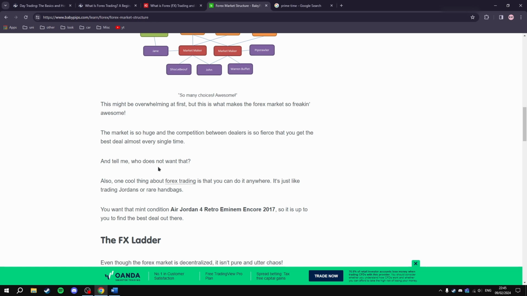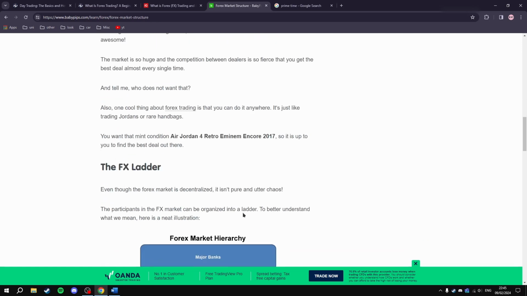Also, one thing about Forex trading is that you can do it anywhere. It's just like trading Jordans or rare handbags. You want that mint condition Air Jordan 4 Retro M&M Encore 2017, so it is up to you to find the best deal out there.